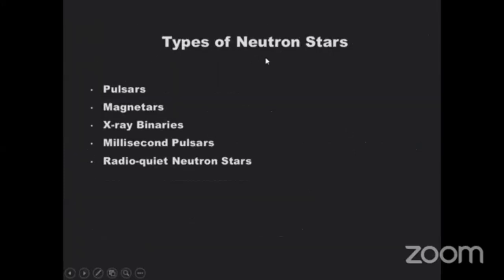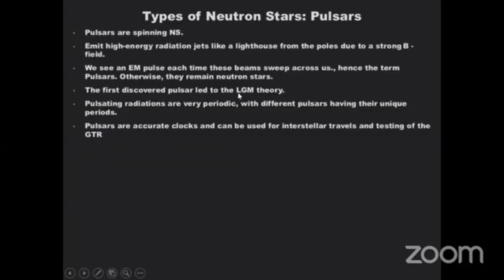So, types of neutron stars. We have pulsars, magnetars, X-ray binaries, millisecond pulsars, and radio quiet neutron stars, and I'm going to explain them one after the other. So how about a pulsar? A pulsar simply means two things.